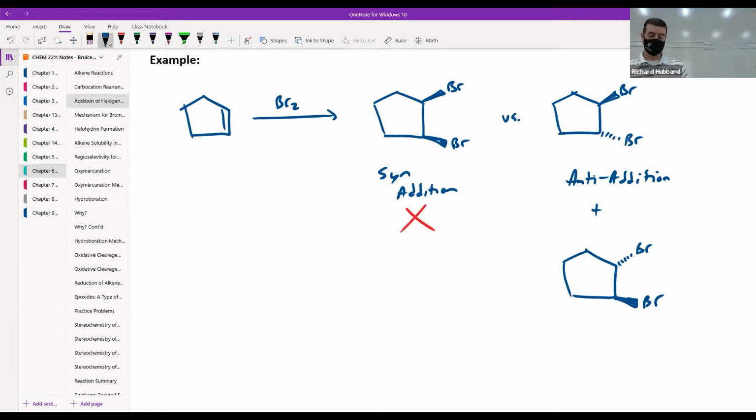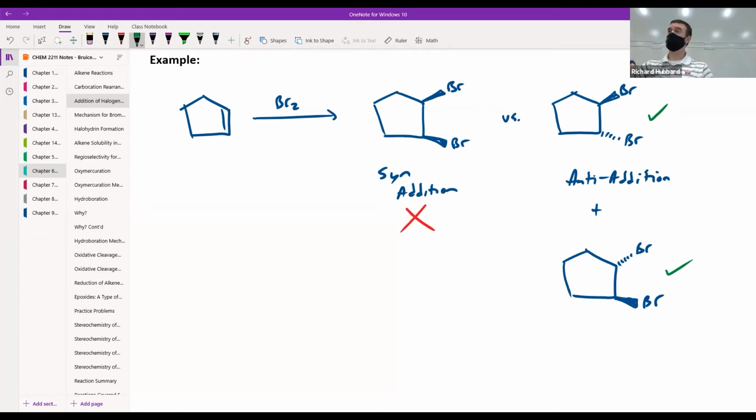Are these 2 anti-additions? Can they be superimposed? Are they the same compound? So the 2 products that I've shown you, are they the same? Can they be superimposed? What do we think? I can see people mentally flipping them in their heads, right? So this is the skill set that we get better and better at as the semester goes on. These are different and distinct compounds, right?